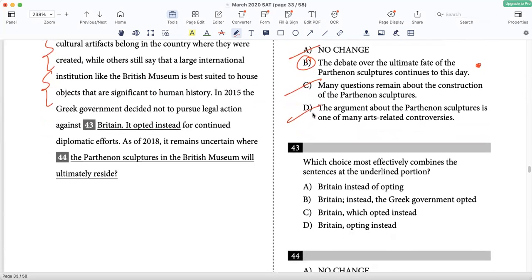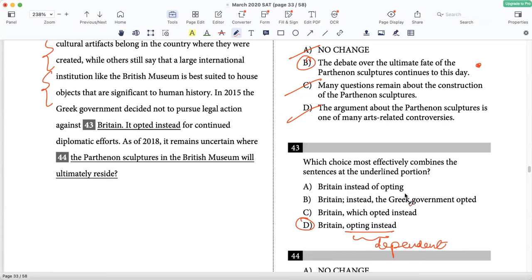In 2015, the Greek government decided not to pursue legal action against Britain. It opted instead for continued diplomatic efforts. Which choice most effectively combines the sentences at the underlined portion? So if I say the Greek government decided not to pursue legal action against Britain, opting instead for continued diplomatic efforts, right? Because if I put a comma here and say opting instead, then that makes sense because this part is dependent on the first part. So that would be correct.